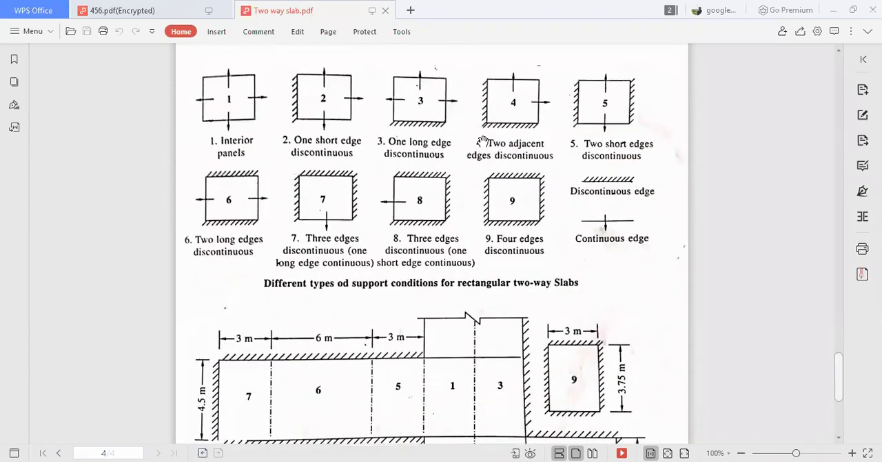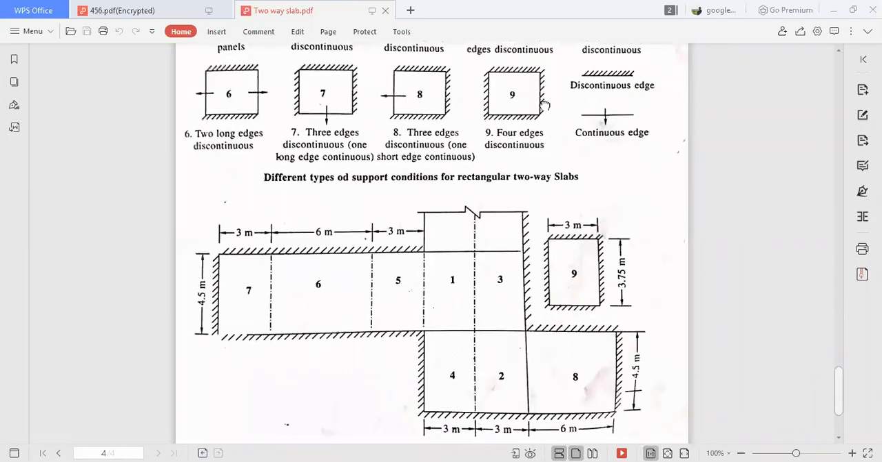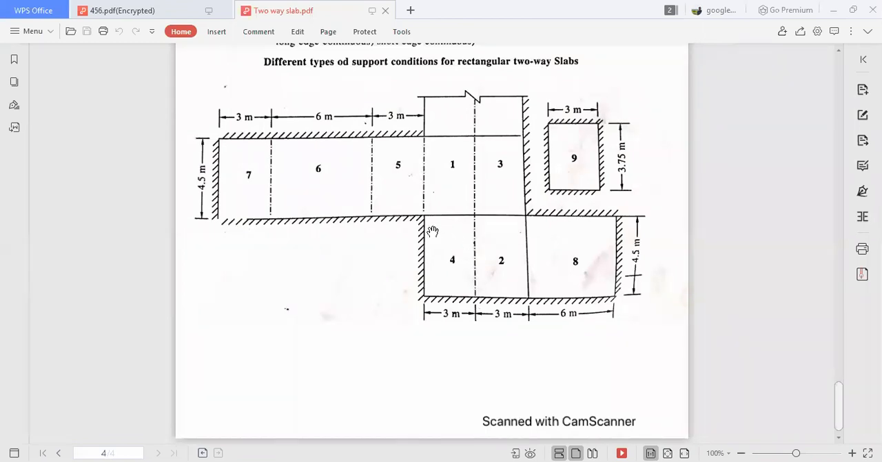Okay, next fourth, two adjacent edges discontinuous. Two adjacent edges discontinuous, see the fourth one, two sides are there. Two adjacent edges discontinuous means the remaining two adjacent edges are continuous.